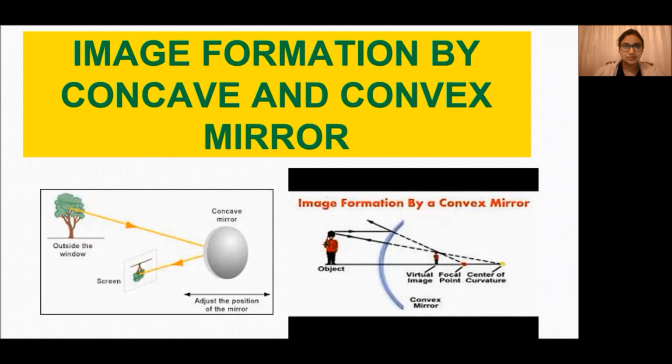Last class, we discussed concave and convex mirrors. Concave is a converging mirror and convex is a diverging mirror. They are used to focus the light. Why do we need concave and convex mirrors? The answer is in this session.